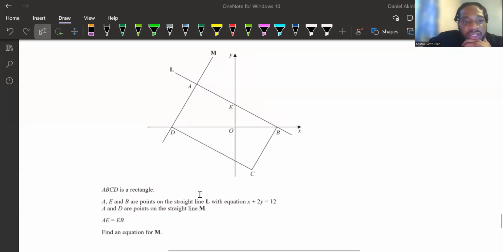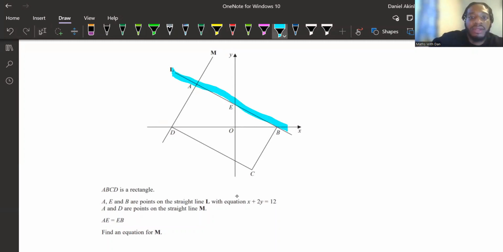So it says ABCD is a rectangle, and A, E and B are points on the straight line L with equation x plus 2y is equal to 12. So where's A, E and B? Okay, so that's there. I'm just going to highlight this line here. This is the line with the points A, E, B on it, and I'm going to label this x plus 2y is equal to 12.